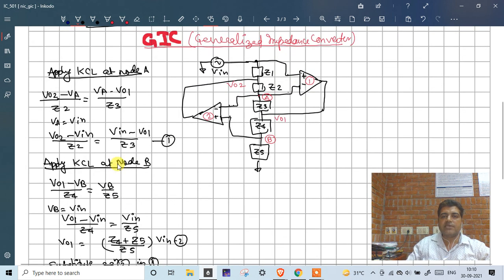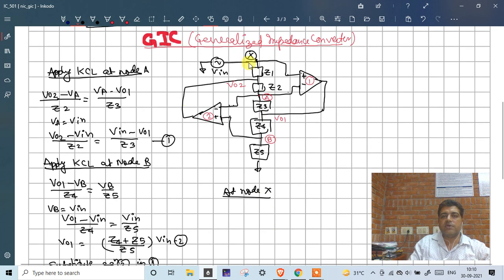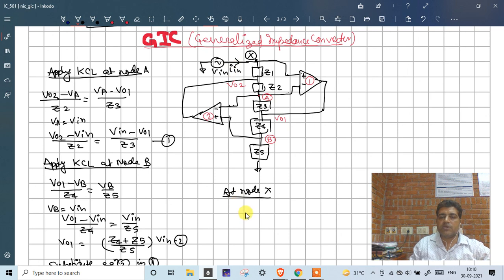Now applying KCL at this particular node. So I am going to talk about this particular node. Let's say this node is X. So at node X, what is going to happen? At this particular node X, this is my input current. This is IN, coming from here. So I can write IN current is equal to (Vin, which is the voltage at the X terminal, minus V02) upon Z1.